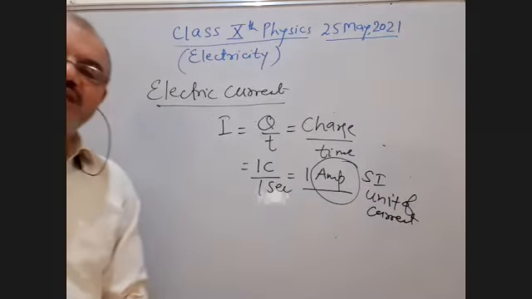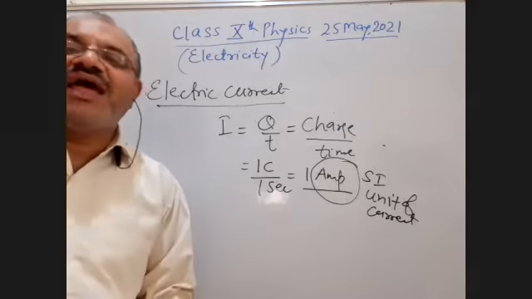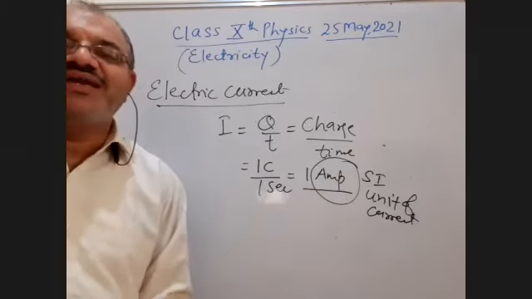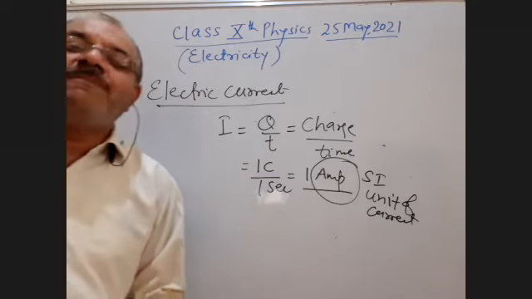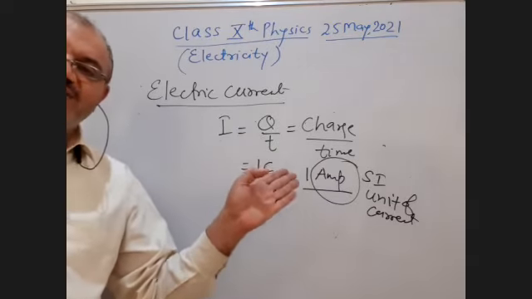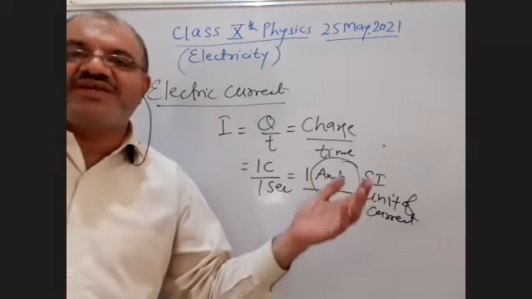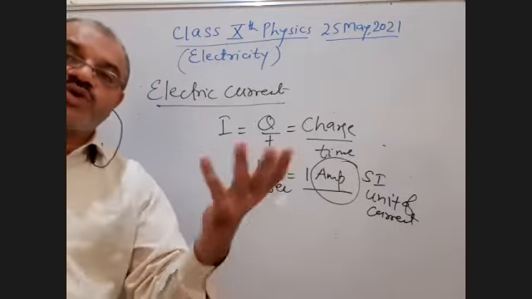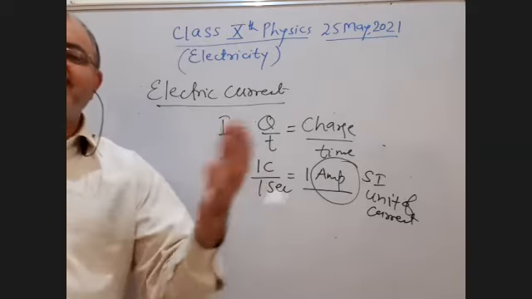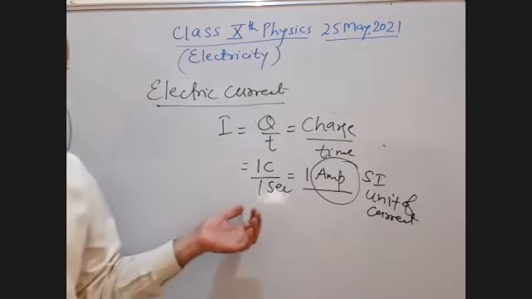And one more thing, students, the current is measured with the help of an ammeter, and the ammeter is always connected in series in a circuit. Already earlier I have explained this, but I am explaining it again. Now a very, very important question: why is the ammeter connected in series in an electric circuit? Reason: due to its low resistance.